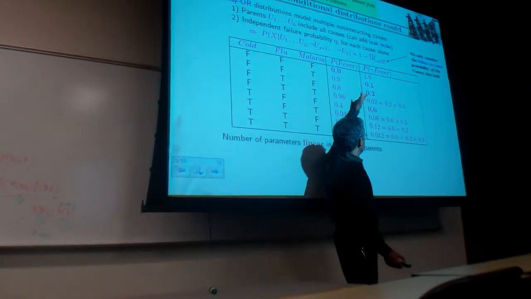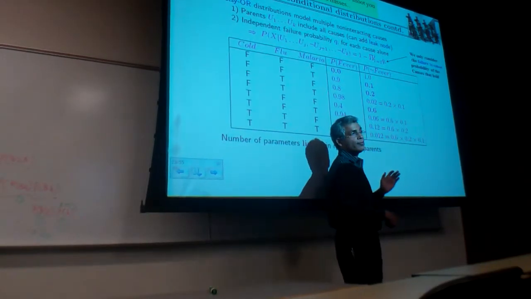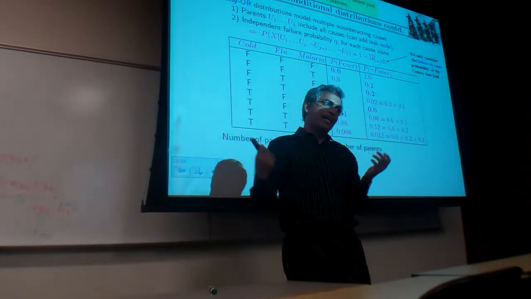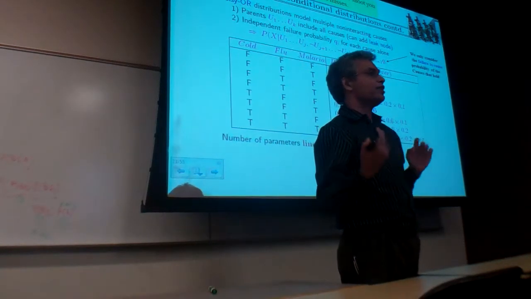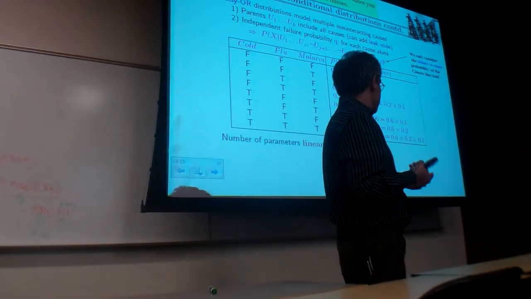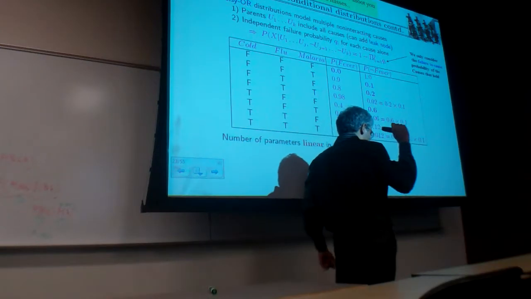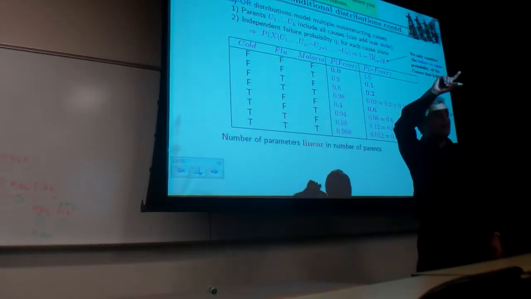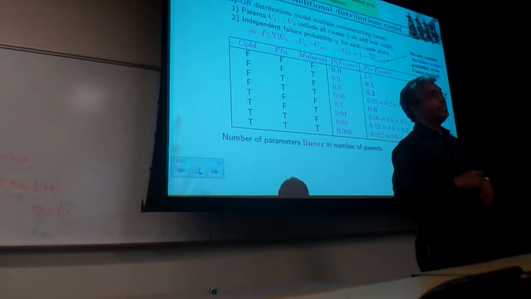So in essence, with these 3 numbers, I can fill up this column. And once I fill up this column, I can fill up this column. That's basically what noisy OR distribution tells you. Okay? This way, even if the node has d parents, instead of requiring 2 power d numbers, I just require d numbers.